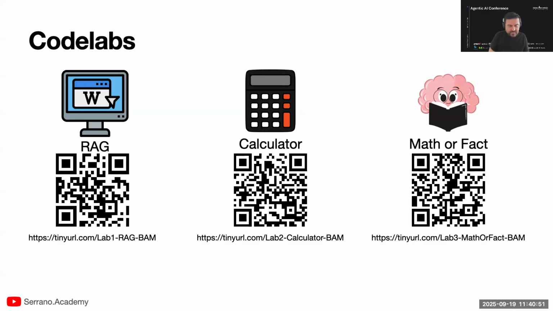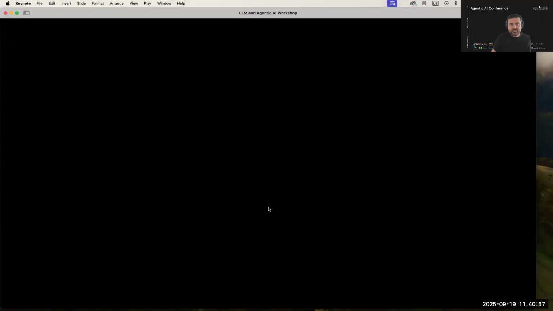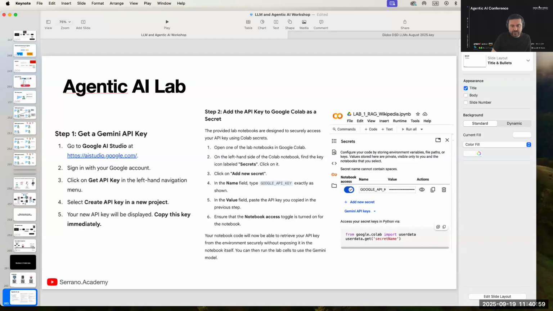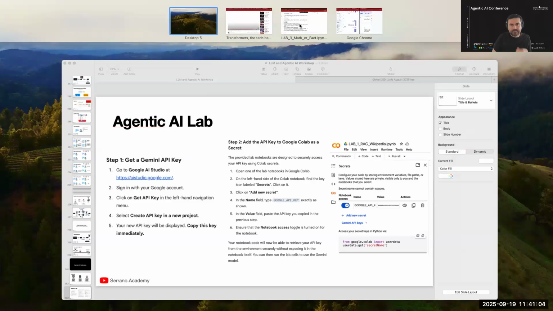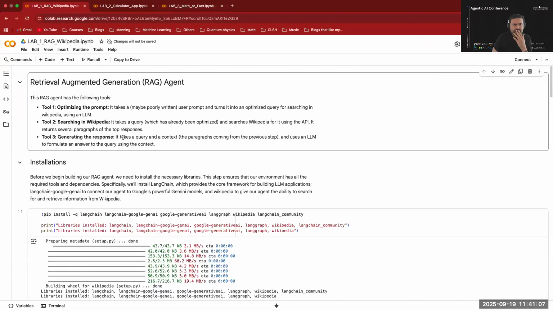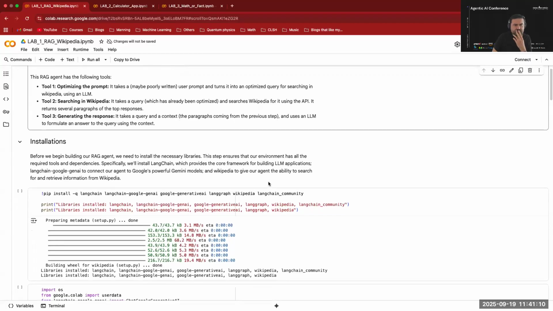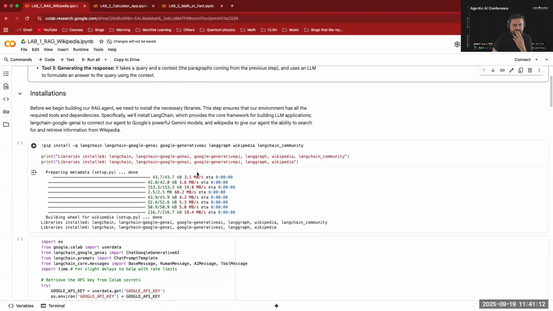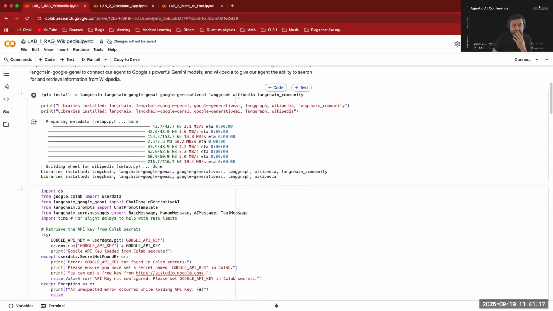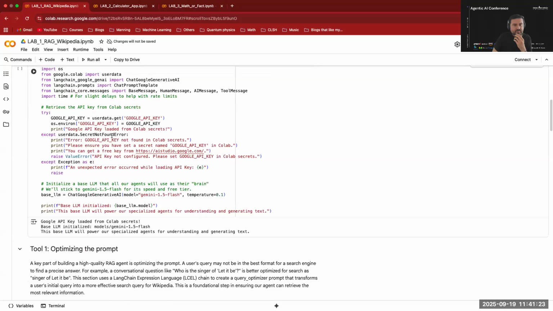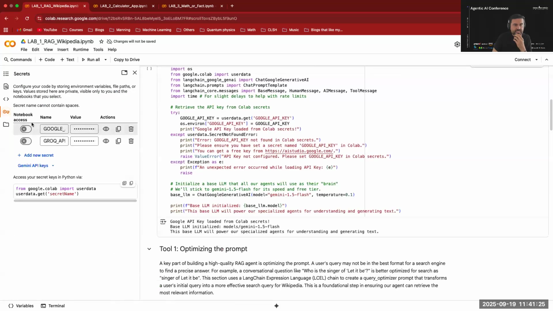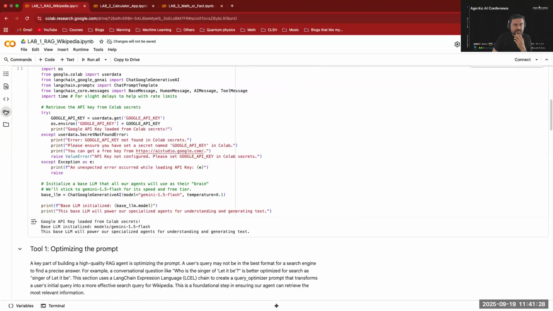Okay, so how are people doing? Are you able to open any of the 3 Colabs? I can also open it myself here and just guide you. They're kind of simple. Basically the rag agent has 3 functions. So first, it's used in LangChain. So I import Wikipedia, LangChain, and so on. Then I do the Google environment key, which you can use in the keys here. I have a Google key in the secrets.